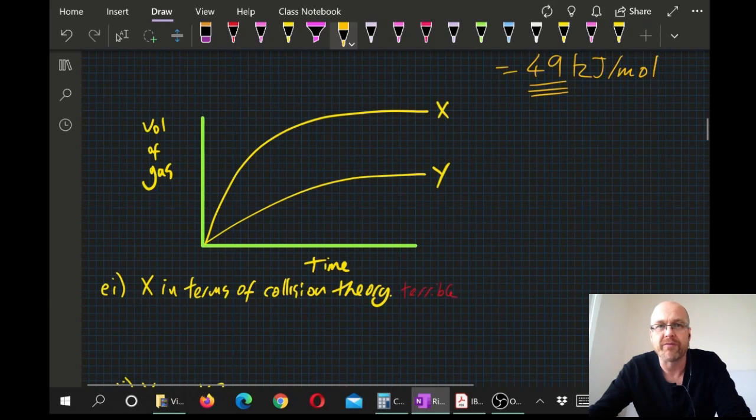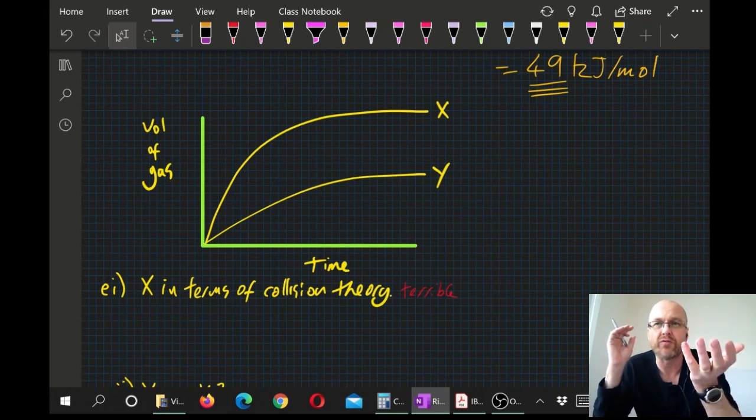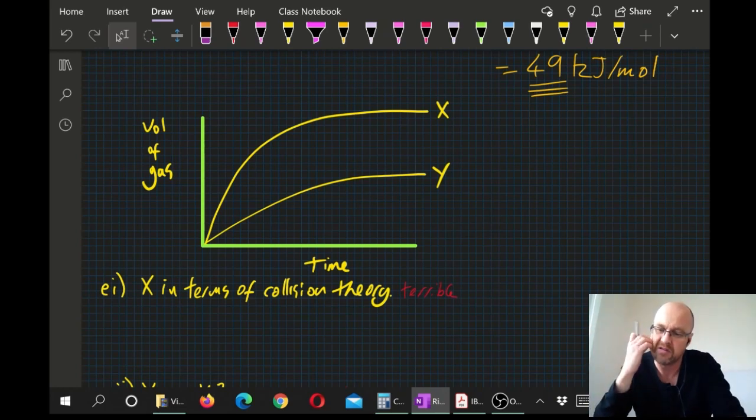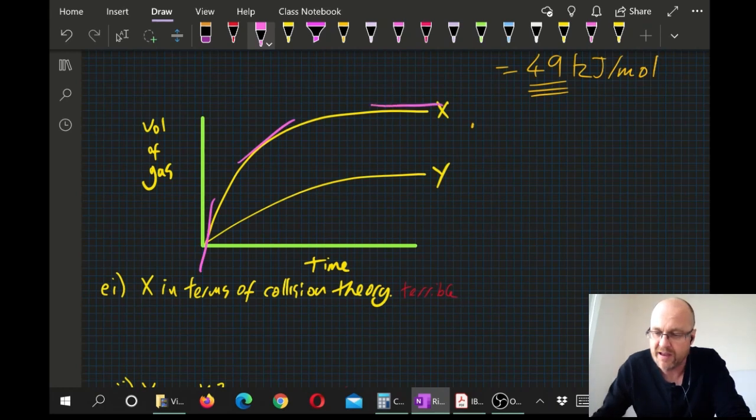Terrible. That's what they said in the examiner's report, terrible. Okay, you're mixing a metal carbonate, let's say chalk with vinegar, under 2 separate conditions. Explain the shape of curve X. So the gradient of curve X is decreasing. I can see that because it's steep at the beginning and then it's flat at the end. So the gradient is decreasing.